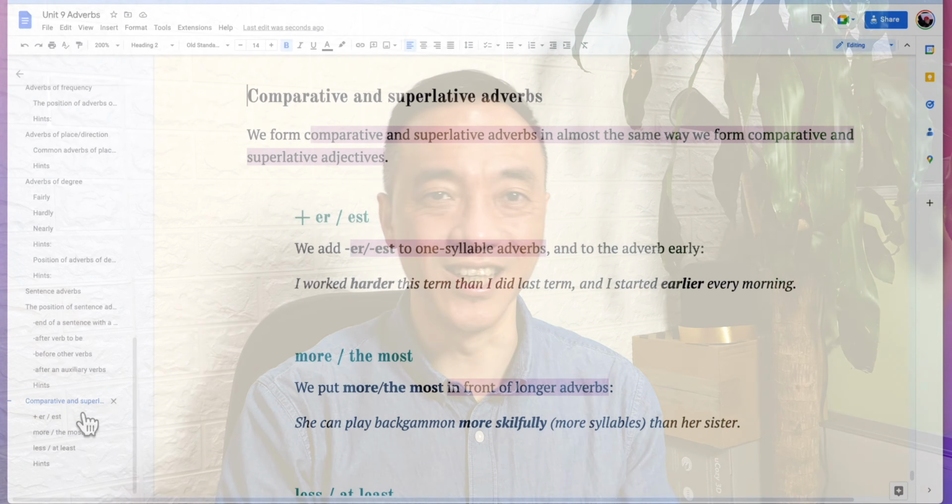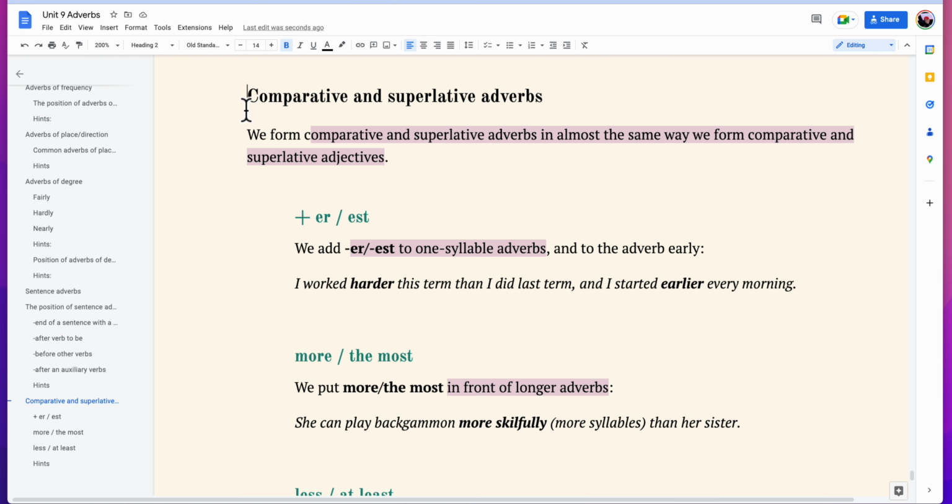But now it's time to talk about comparative and superlative of adverbs. We talk about superlative and comparative for adjectives most of the time, but actually using comparative and superlative for adverbs is common. Let's take a look. We form comparative and superlative adverbs in mostly the same way we form comparative and superlative adjectives.